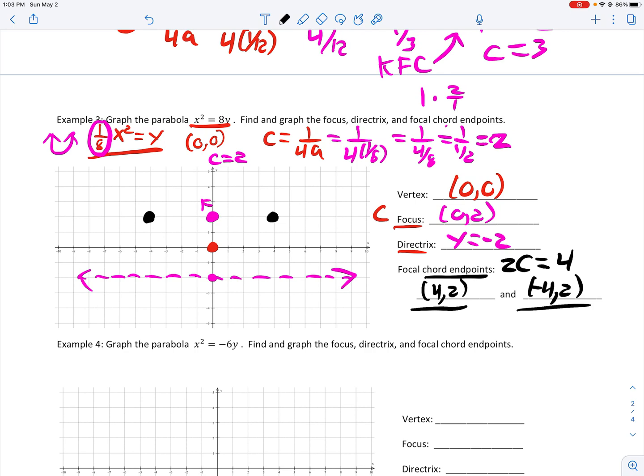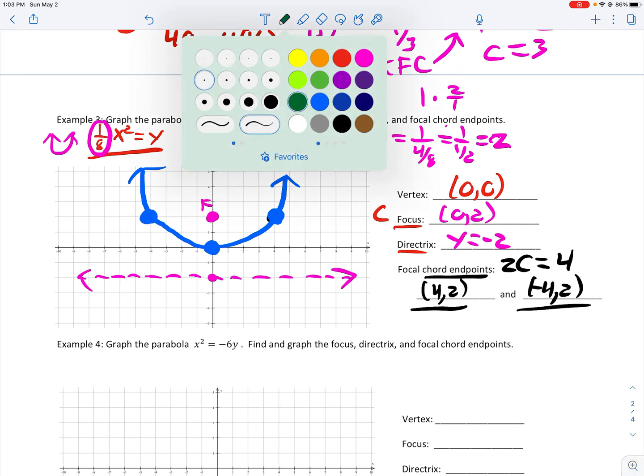So now I can graph my parabola. Some of you are wondering, well, it's only 3 points. Yeah, that's what we used for our other parabolas. You've got to have 3 points, and we've got 3 points now. We have the vertex and the 2 focal chord endpoints. That's all I need, 3 points.